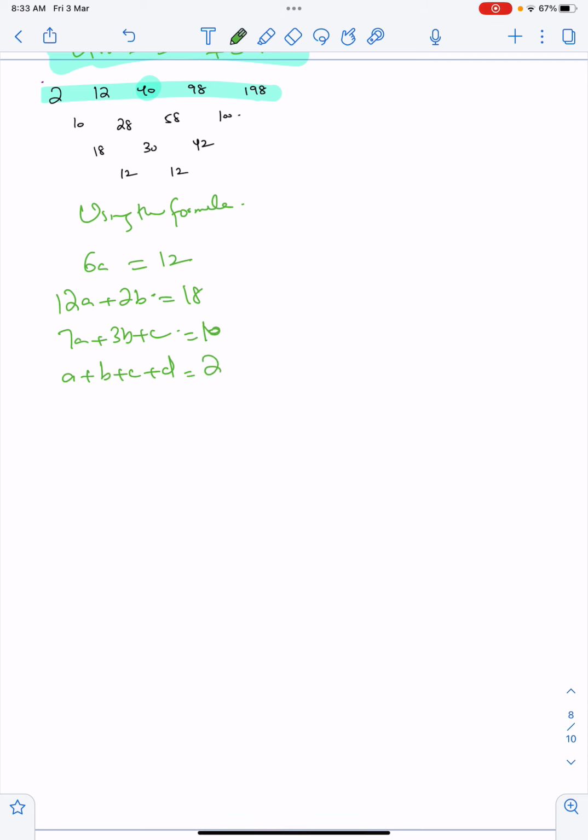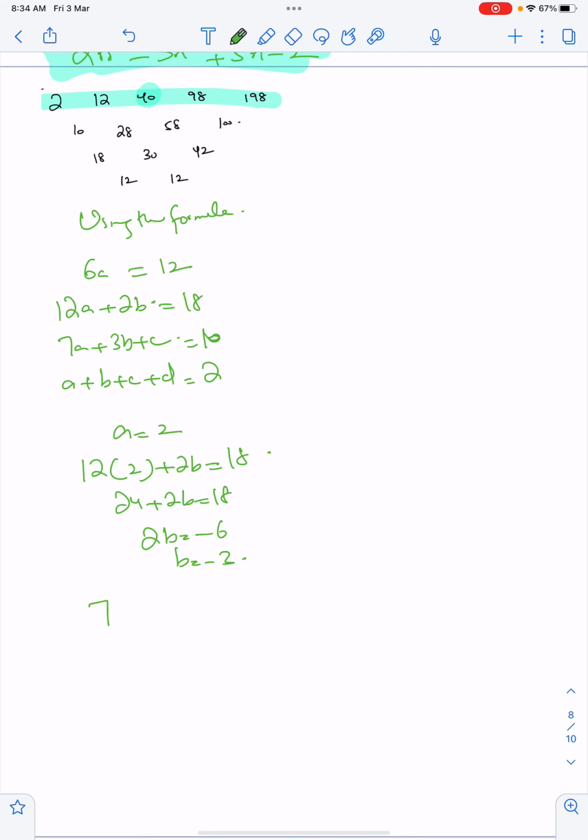Let's find out the values. A equals 2 because 6a equals 12, so a equals 2. 12 times 2 plus 2 times b equals 18. 24 plus 2b equals 18. So 2b equals 18 minus 24, which is a minus 6. So b equals minus 3.